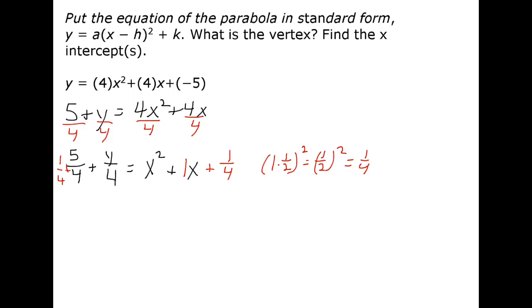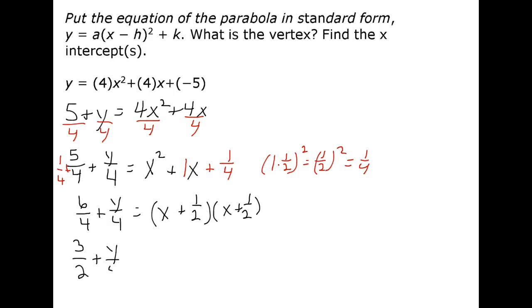So on the left that gives me 6/4 plus y over 4. And on the right, I should be able to factor now as a binomial times itself. So x times x for the x squared, and the number we squared, the 1/2, that's the number that goes in our binomials. So on the left we have 3/2 plus y over 4, and on the right we have x plus 1/2 squared.